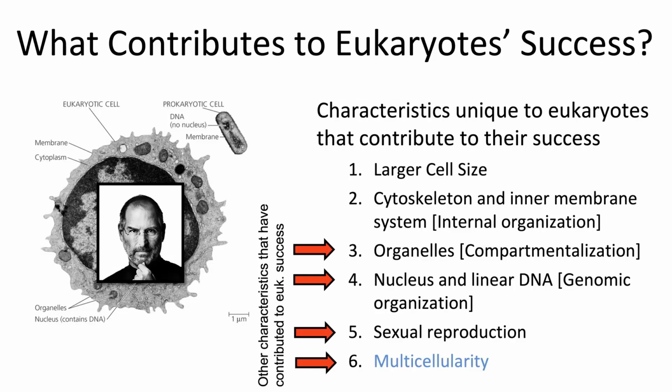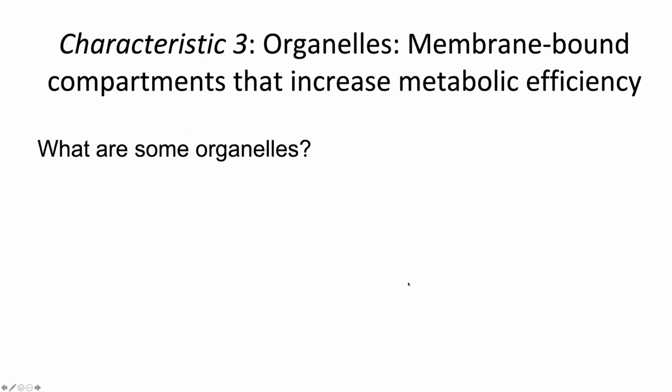Okay, so let's talk about some other important innovations that evolved in the eukaryotes. Once again, the Bill Gates of the cellular world. So we're going to talk about organelles, we're going to talk about a nucleus and linear DNA, we're also going to talk about sexual reproduction and multicellularity. So, organelles. What are some examples of organelles? Spend 10 seconds just rattle off a couple names of organelles for me.